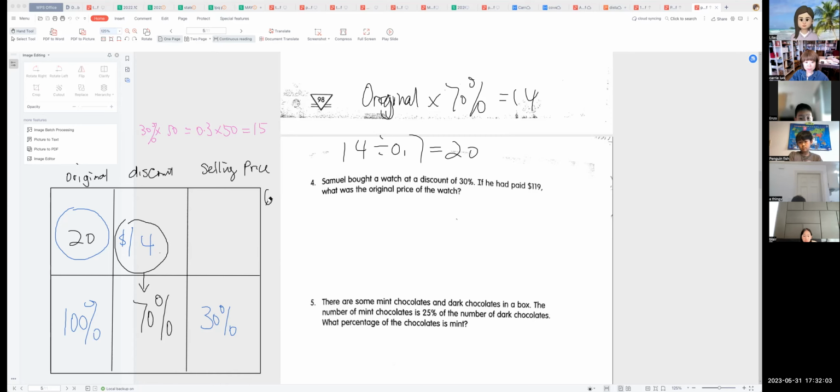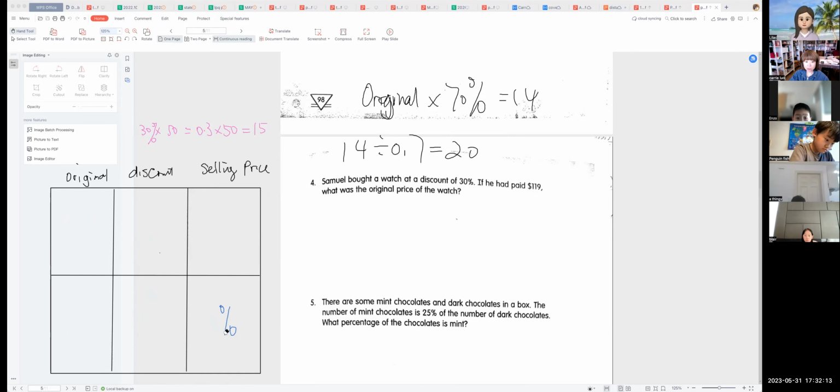Okay, so now if you understand this one, we're going to go forward to number 4. Samuel bought a watch at a discount of 30%. If he had paid $119, what was the original price of the watch? So let's take a look at this one. The discount percentage is 30%, and the selling price is 119. Okay, it looks like we don't have anything, right?